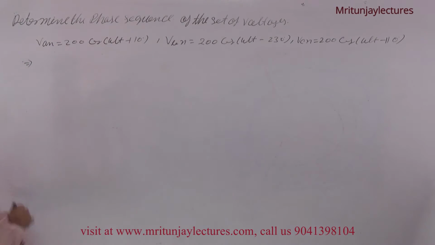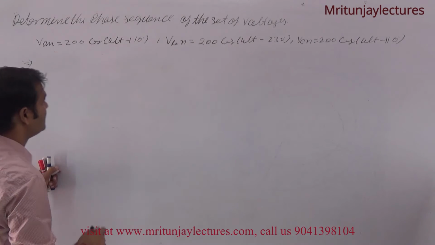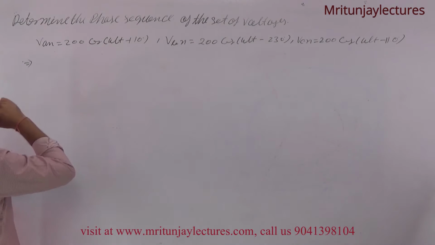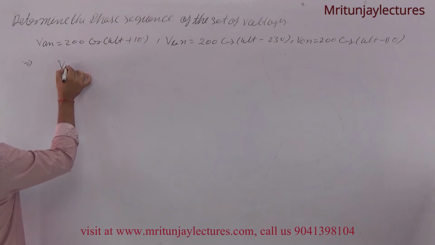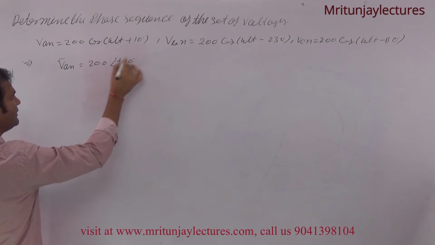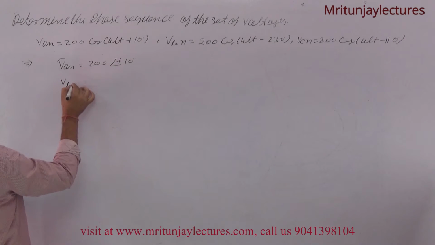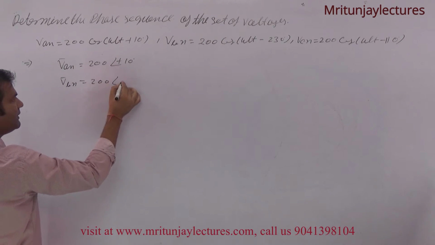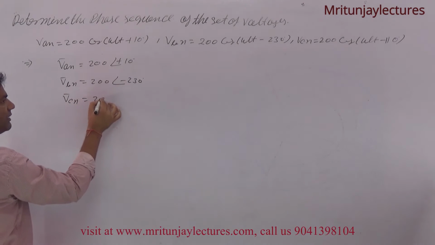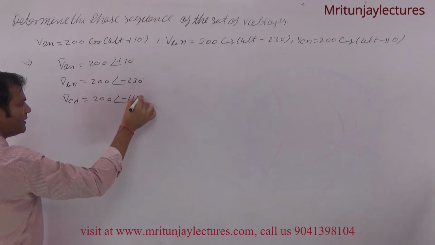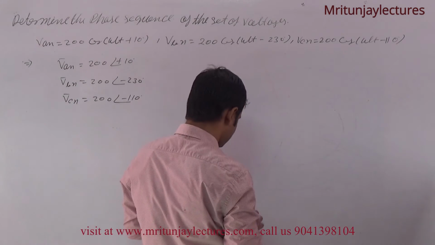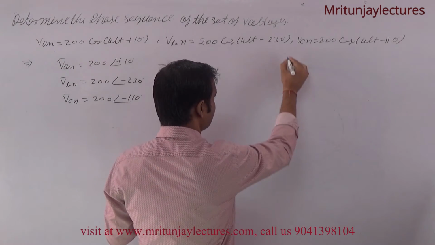Now the question: determine the phase sequence of the set of voltages. For this set of voltages, if you represent them as phasors, VAN is 200 at the angle plus 10 degrees, VBN is also 200 at the angle minus 230 volts, and VCN is written as 200 at the angle plus 110 degrees. Clear? So first of all, make it. If in any doubt, then make it.